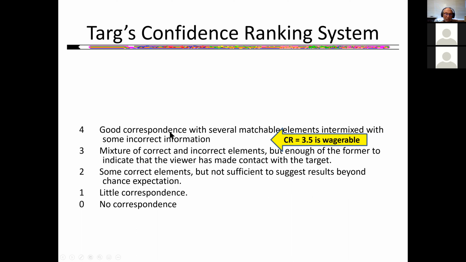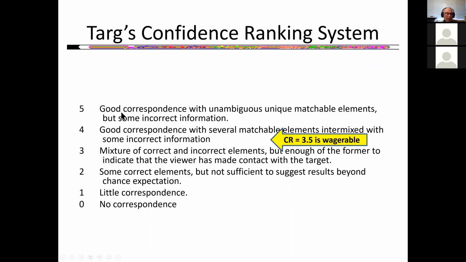Okay? A 4 goes up to good correspondence. Notice these words always have a little vagueness, and that's why this is called analysis and judging. Good correspondence with several matchable elements intermixed with some incorrect information. But by the time you get up to a 3.5 or 4, I would say at least half of the elements on your transcript, the words, the sketches, need to be good, need to match.